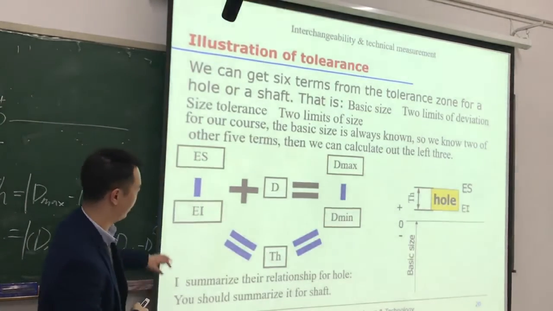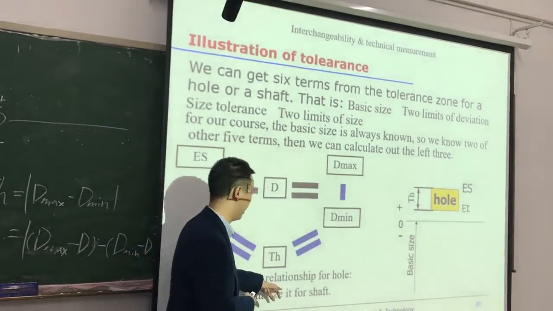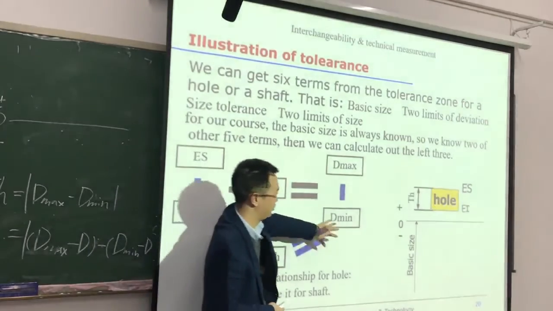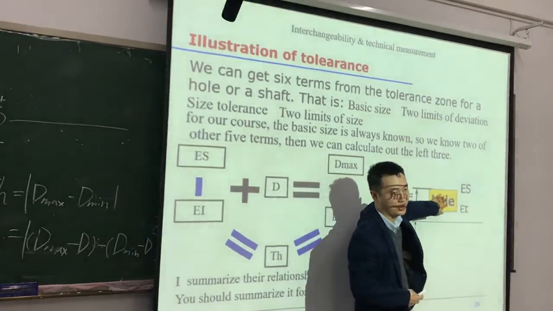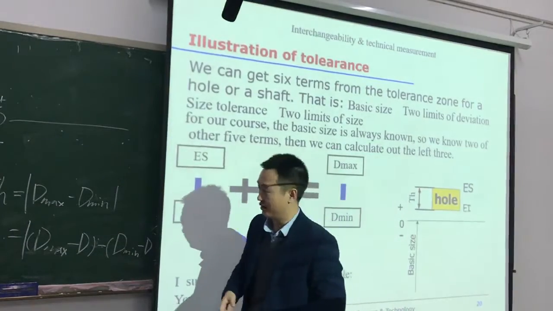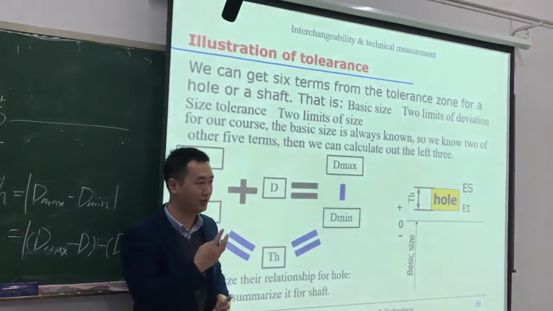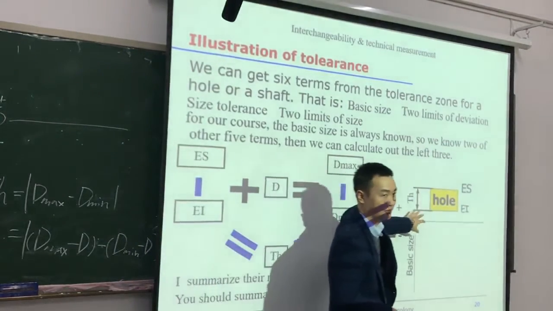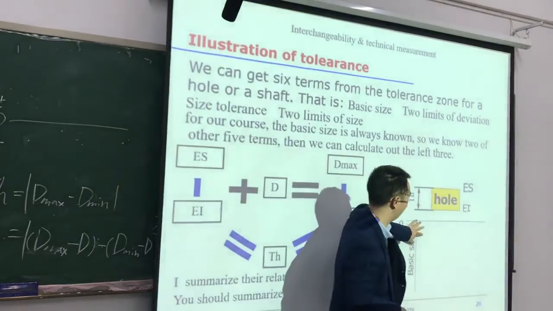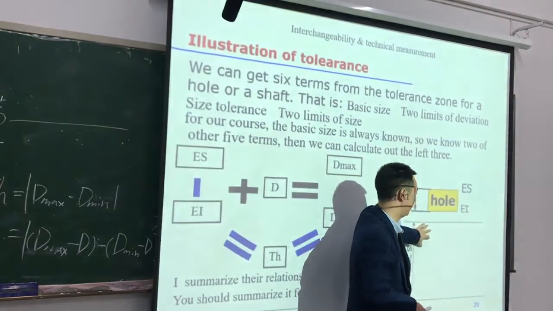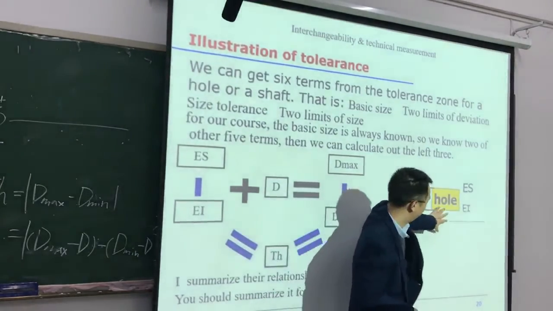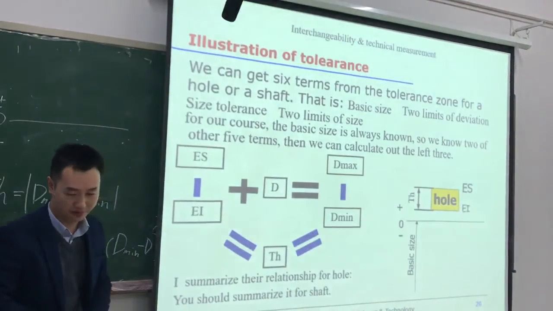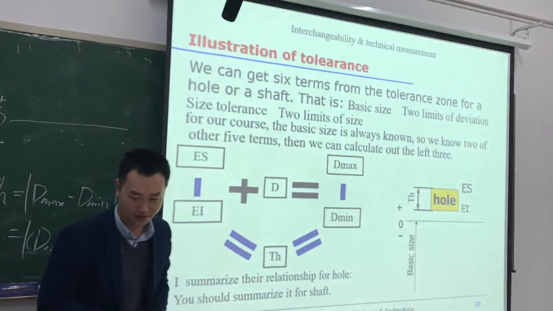So this is the relationship for the hole. So I want you guys to draw the same 2 pictures for the shaft. Okay. So I will give you 3 minutes. You can try to practice it. Change the symbols. And this is called the tolerance zone, the size tolerance zone. You try to draw the picture for the shaft. Okay.